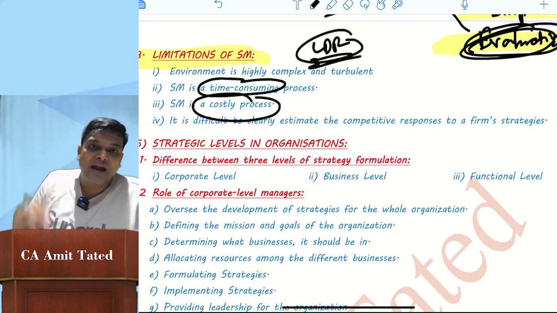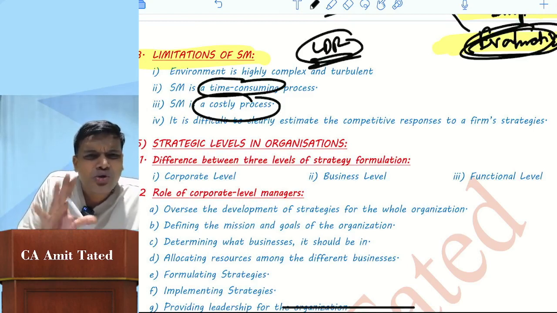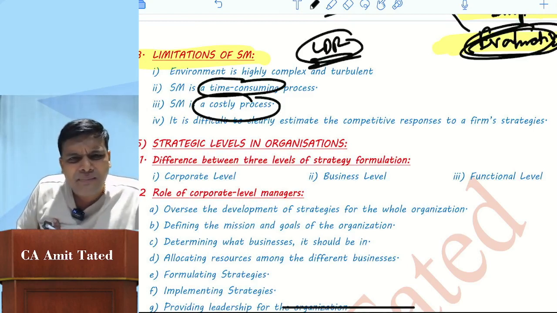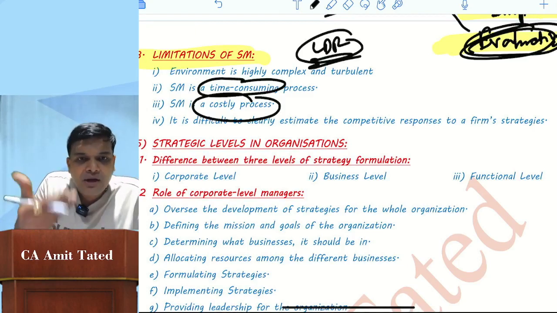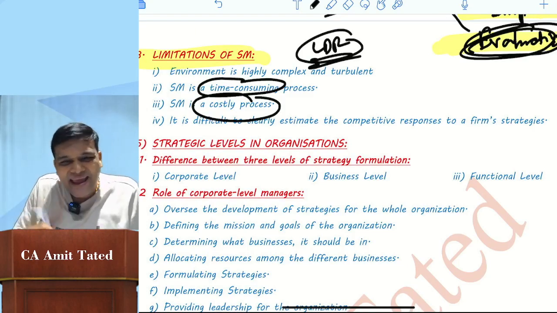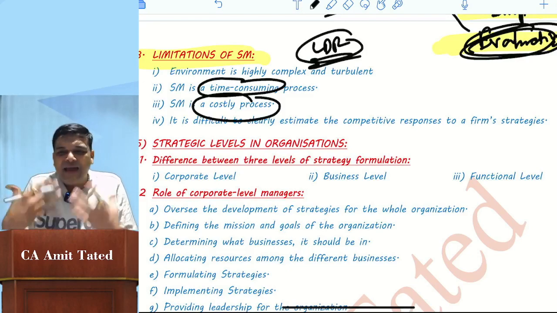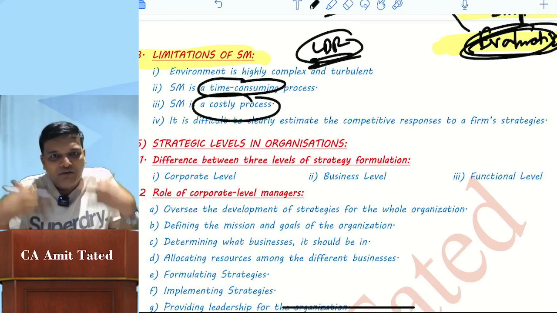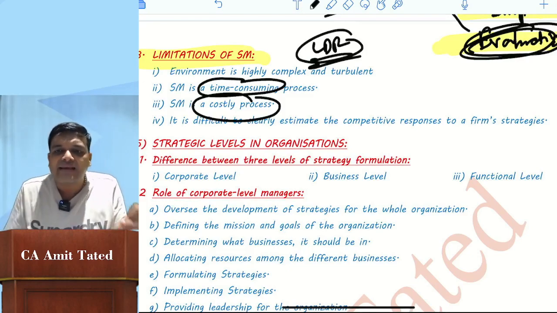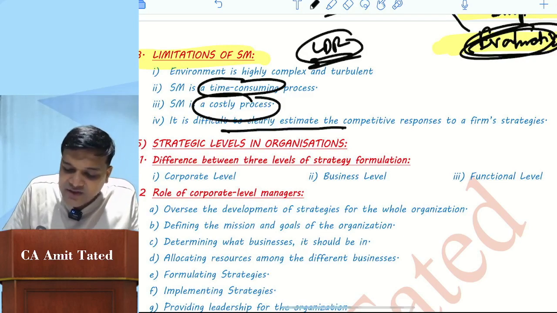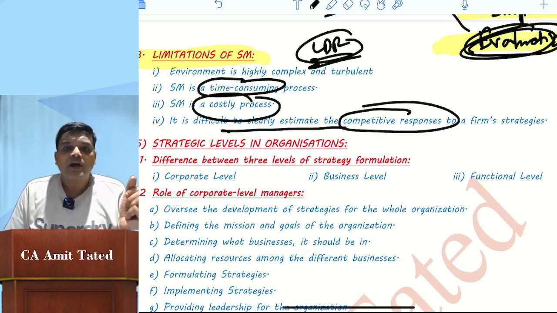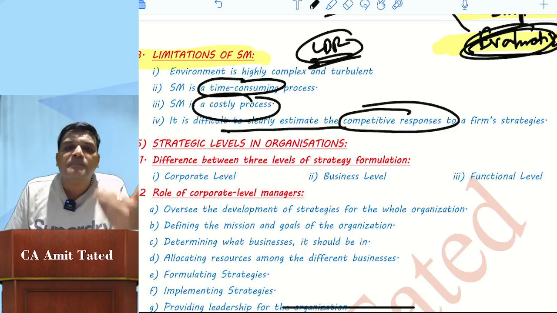And last concept, do you think strategic management is used only by me or my competitor also? Answer is my competitor also. Will I alone use strategic management? What I am learning, he is also learning, so he will also decide the strategy, and it is a big challenge and it is difficult to clearly estimate the competitive response. Competitive response is a big challenge and this is one of the biggest limitations of SM.